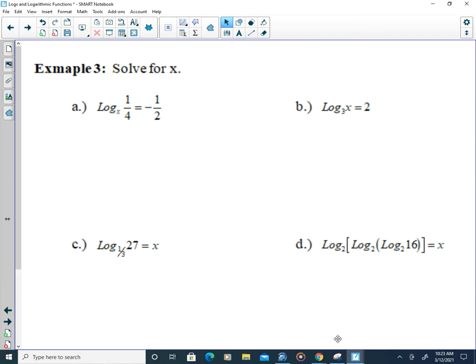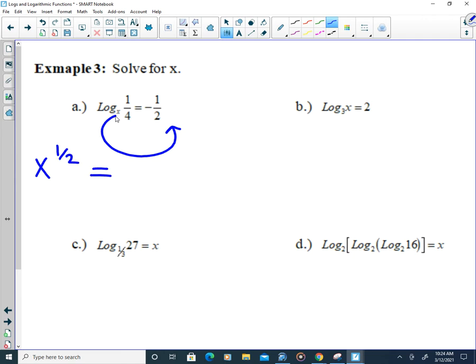If we look at example 3, we have some logarithm equations, and it says solve for x. So on the first one, we got log base x of 1/4 is equal to 1/2. So we're going to do it similar to how we solved just a logarithm expression yesterday. What we're going to do is rewrite this logarithm equation as an exponential equation. So again, it's all about the base. Let's start with our base, which is x. Let's do the circle of life. So we're going to go x to the 1/2 power is equal to 1/4.